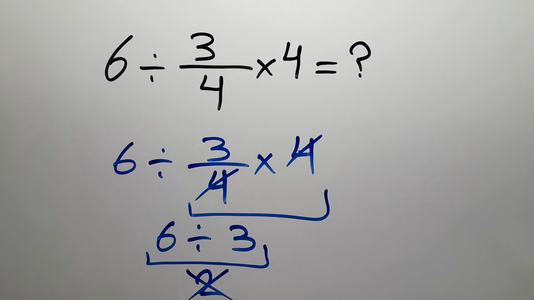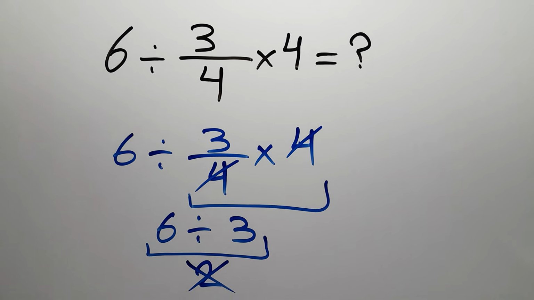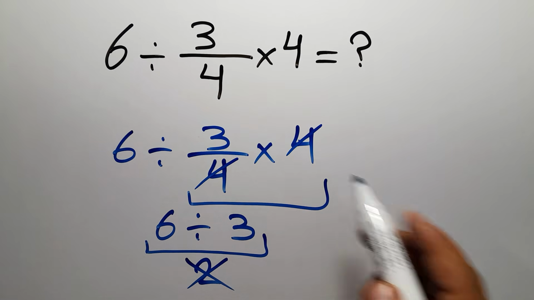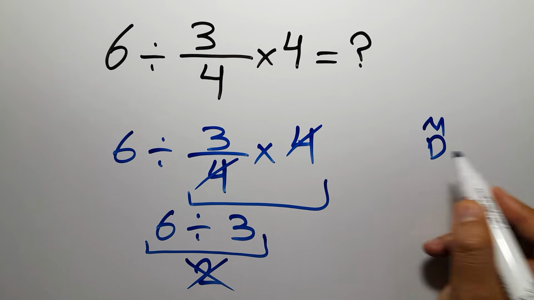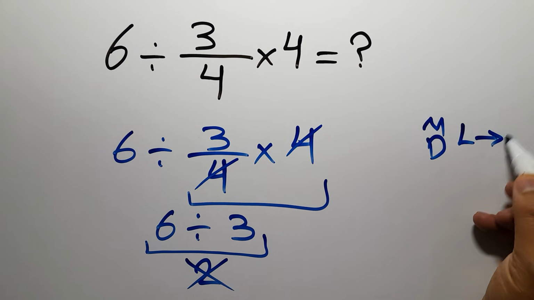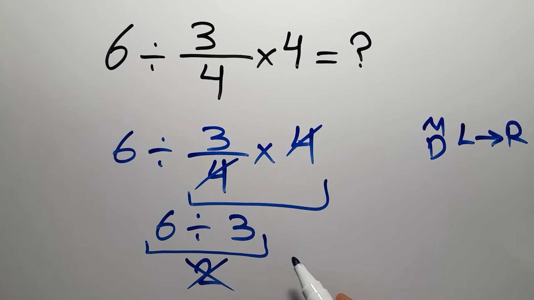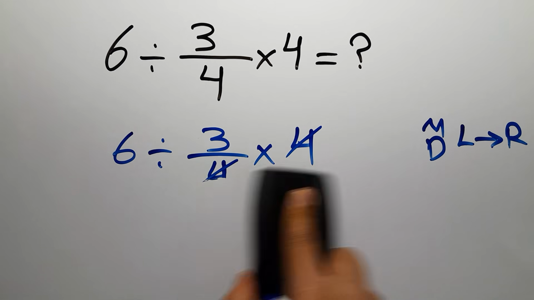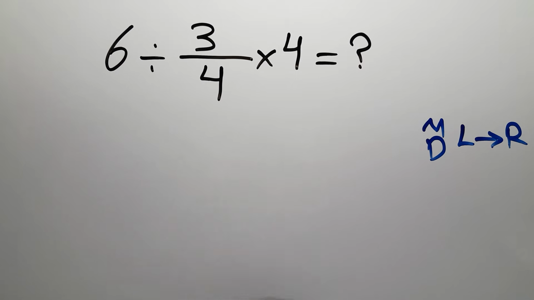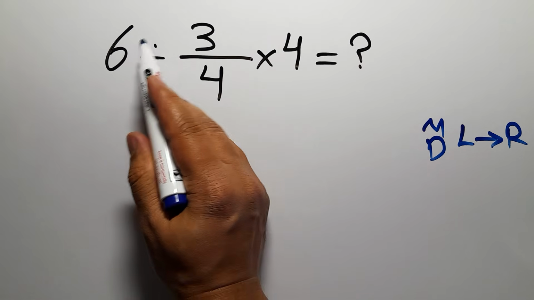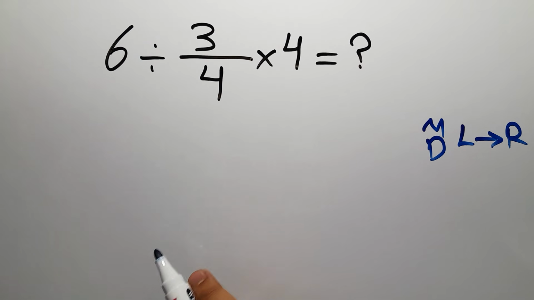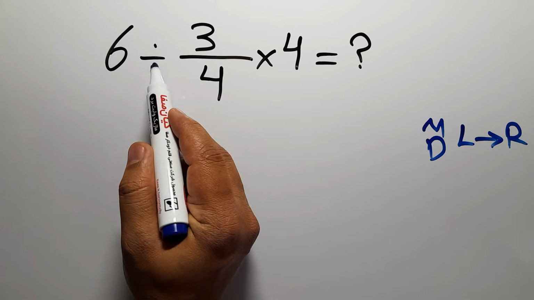But this answer is not correct because multiplication and division have equal priority and we have to go from left to right. So first we have to do this division, not this multiplication. Okay? If you do this multiplication before this division, it is wrong. So first we have to do this division.